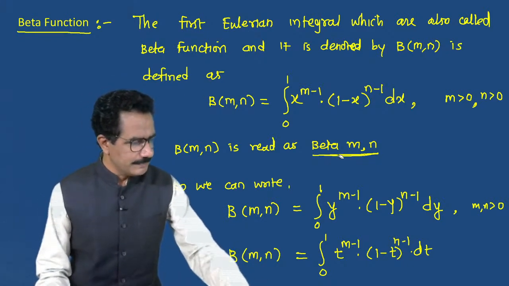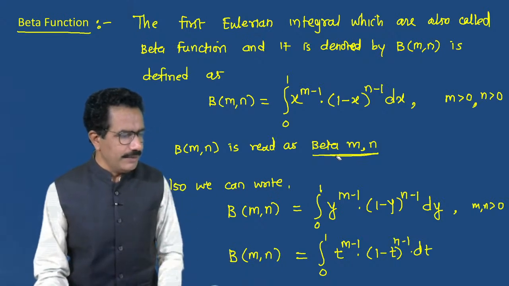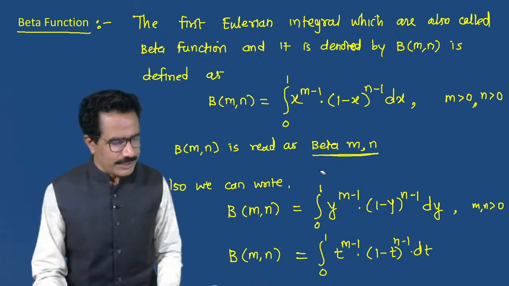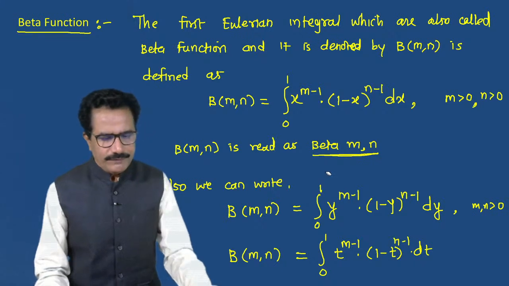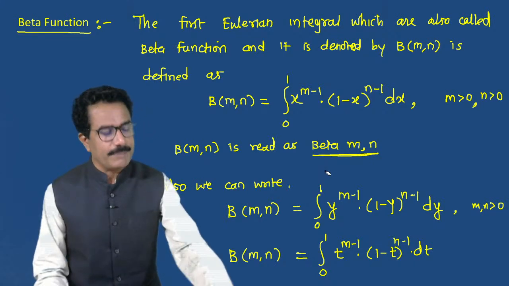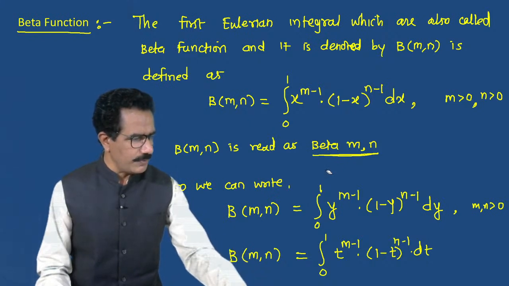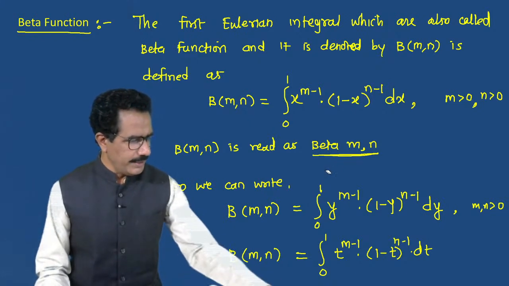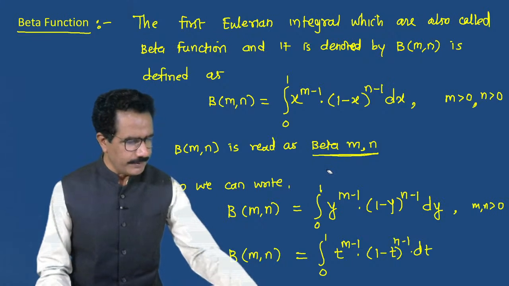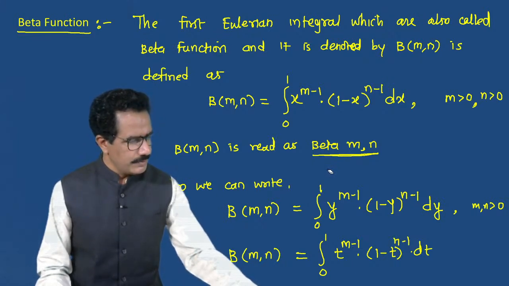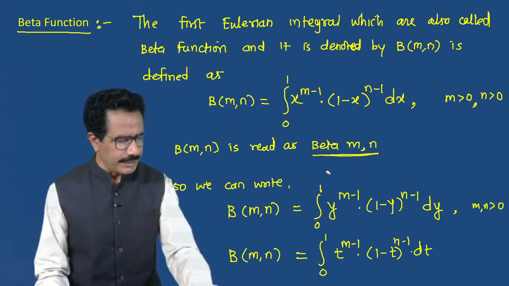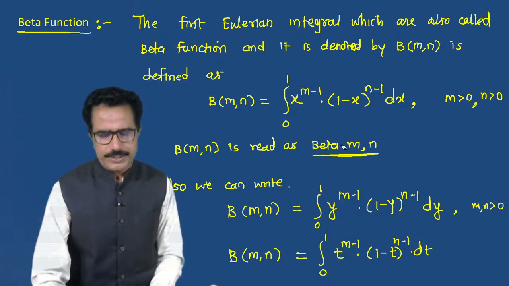Now here we shall write the value of this beta function in different forms, okay? We can write the properties of the beta function, transformations, and basic properties of the beta function, okay? So we can write the properties of beta function.